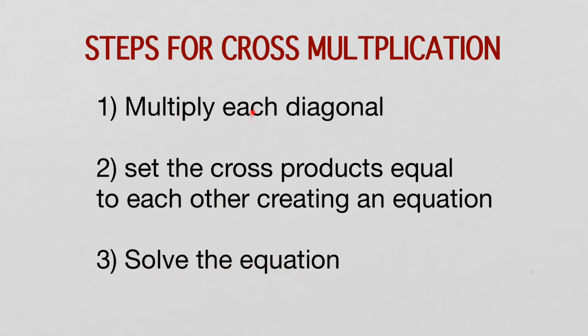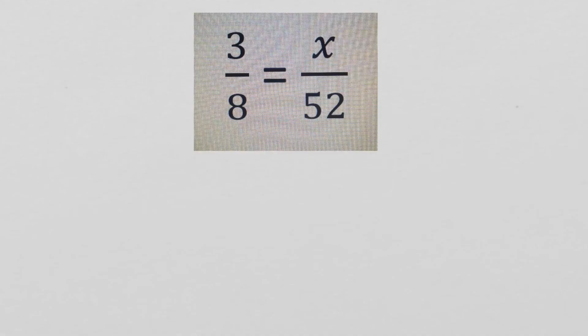So again, multiply each diagonal. You're going to get two cross products when you do that. You're going to set those cross products equal to each other, and that makes an equation, and then solve that equation. Let's do one to see what that looks like. So I have here a proportion for you. We've got 3/8 equals x over 52.